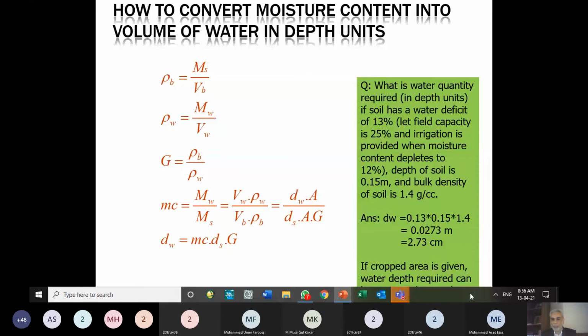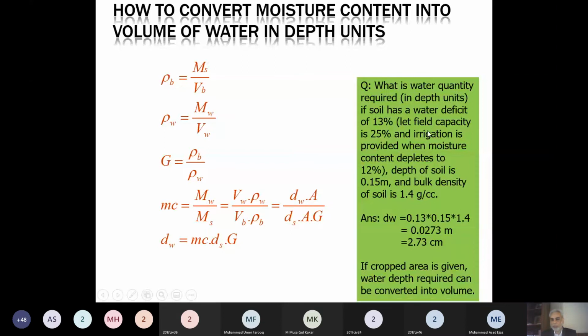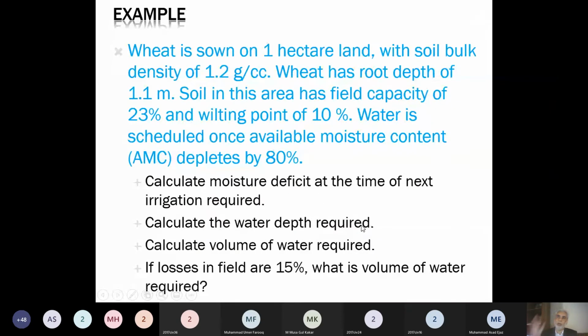If crop area is given, so if somebody tells you the soil on which we have to apply this water has so many hectares of land, multiply that hectares after converting to the same unit, and you will get the total volume of water. If somebody tells you 10% are losses, add 10% to that, so that much more water should be added. If somebody tells you it has to come from a head regulator 100 kilometers away, then add the conveyance losses also. Similar is the question given over here. You are supposed to do it and then submit it.